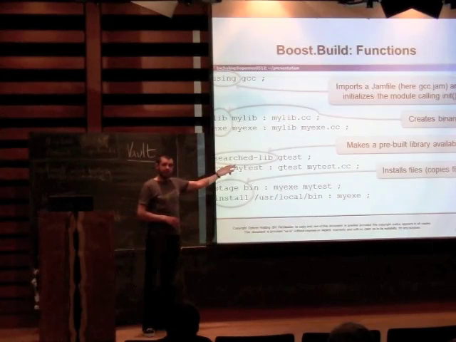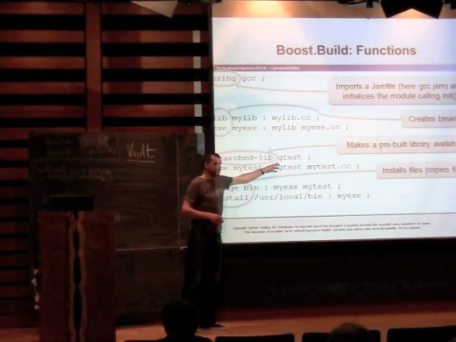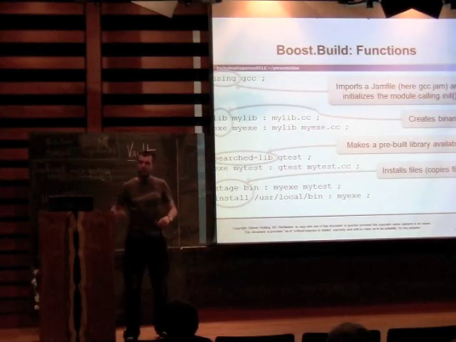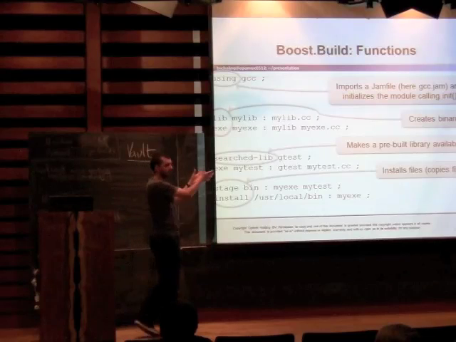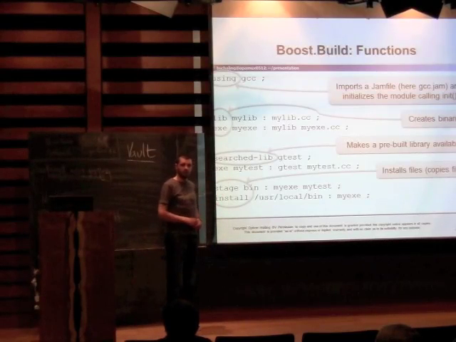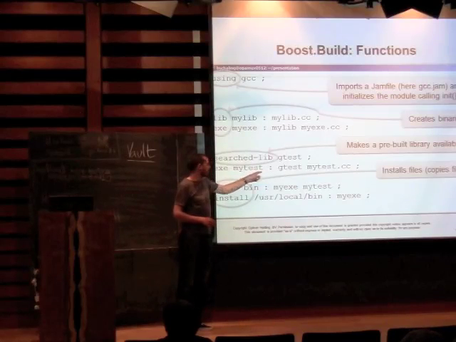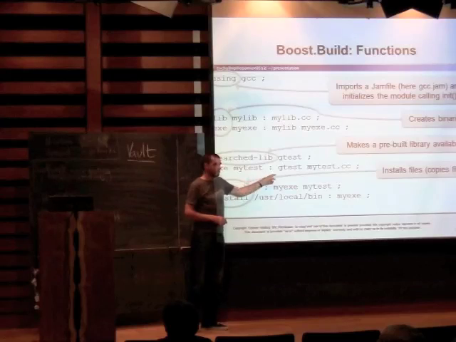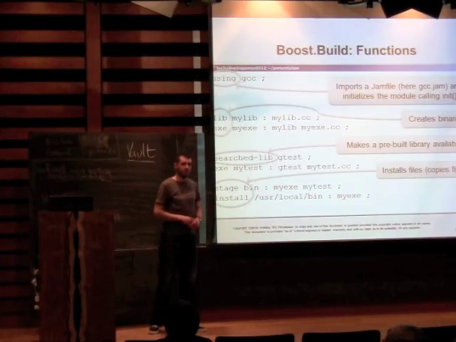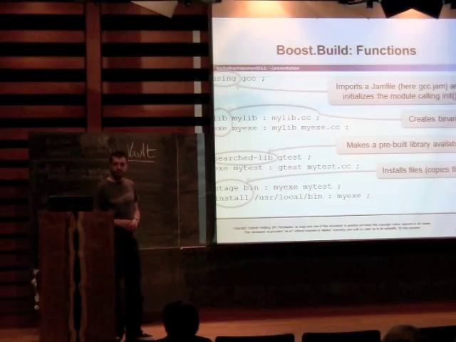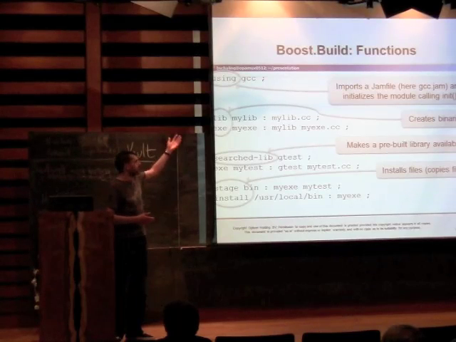We have something called searched lib. Searched lib is used when you have already a pre-built library. Let's say somebody else created a library called gtest, and it is somewhere on your hard disk in the directory where the compiler or the linker will automatically find the library. So you don't want to build the library yourself. You don't have any source code. You just have a library somewhere on your hard disk, and you can tell Boost Build that when something else refers to gtest, like here that executable which depends on gtest, that Boost Build doesn't wonder what gtest means. With searched lib, you can then say that gtest is a pre-built library and the linker should automatically find it, because it is expected that the library is in one of the system directories of, in this case, of GCC.